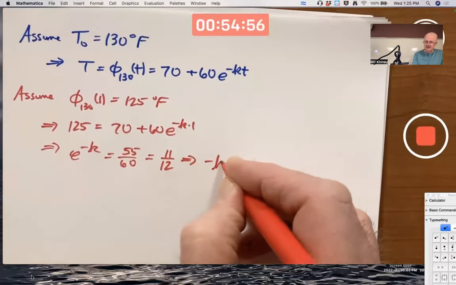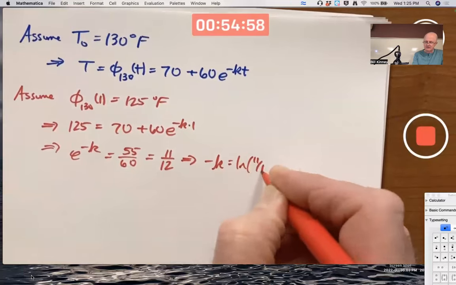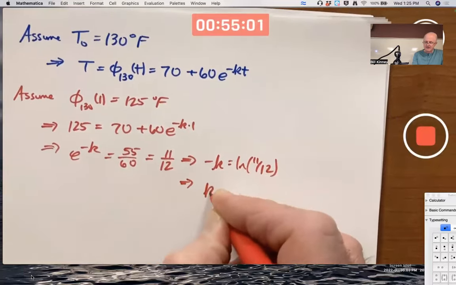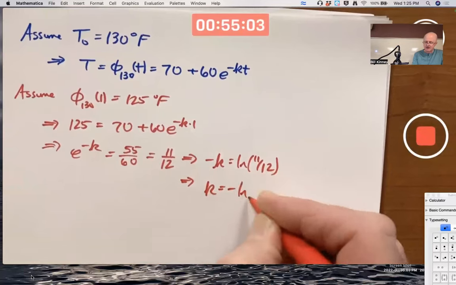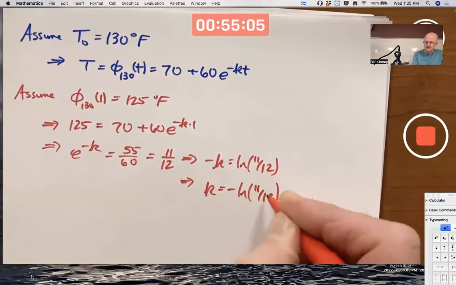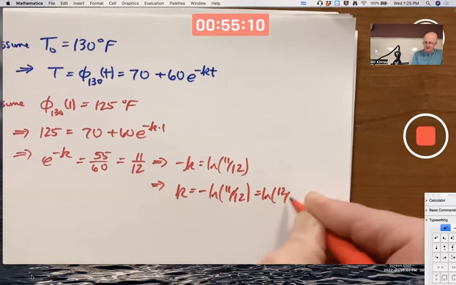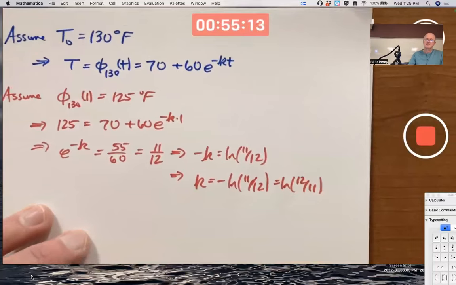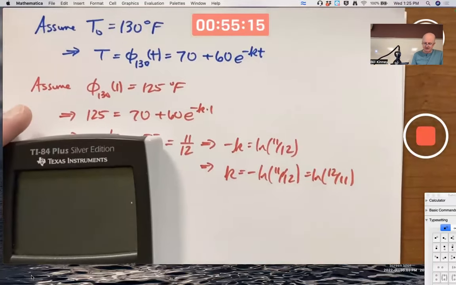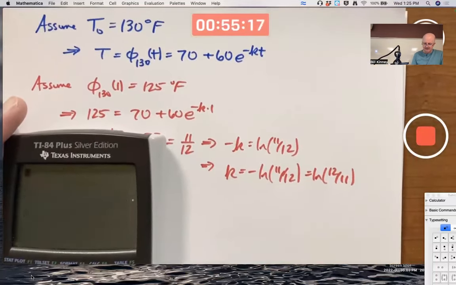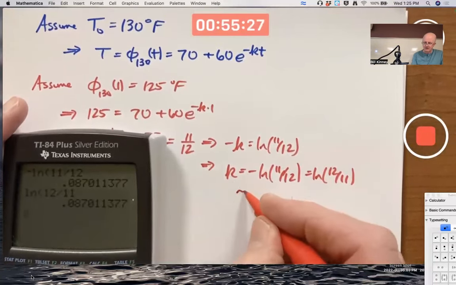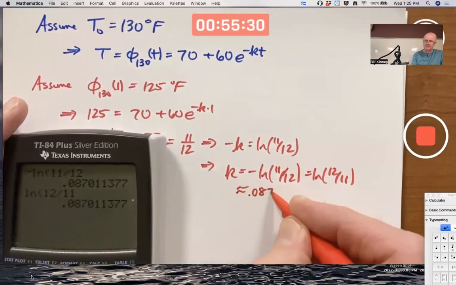So negative k is the natural log of 11/12, which means k itself is the opposite of the natural log of 11/12. By a property of logarithms, that's actually the same as natural log of 12/11. In either case, it is a positive number. k is positive here. Negative natural log of 11/12 is a positive number, about 0.087, and natural log of 12/11 is the same number. Properties of logarithms there. This is about 0.087.